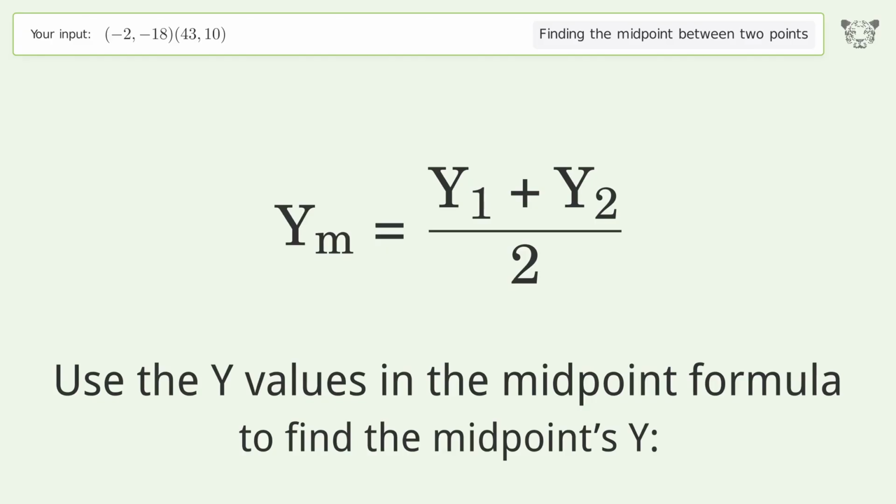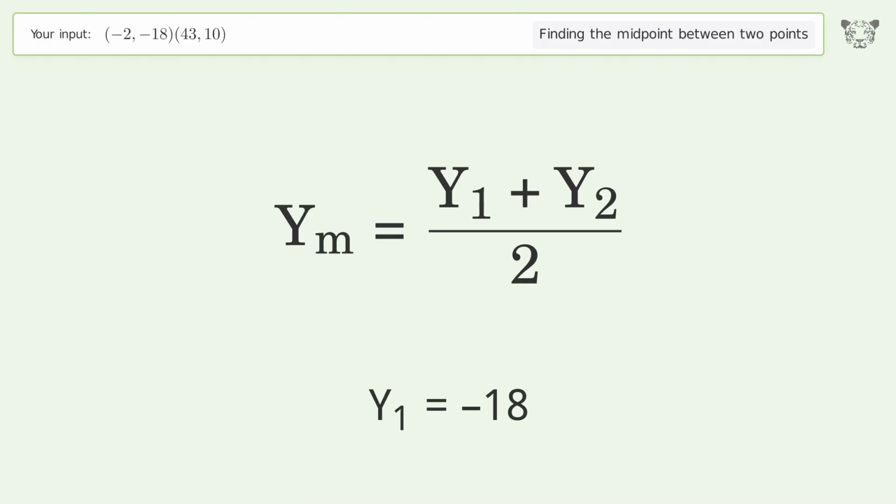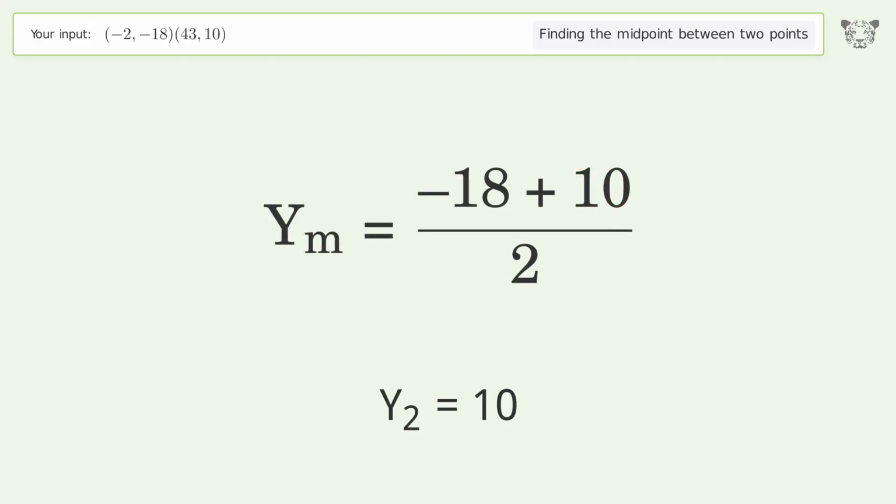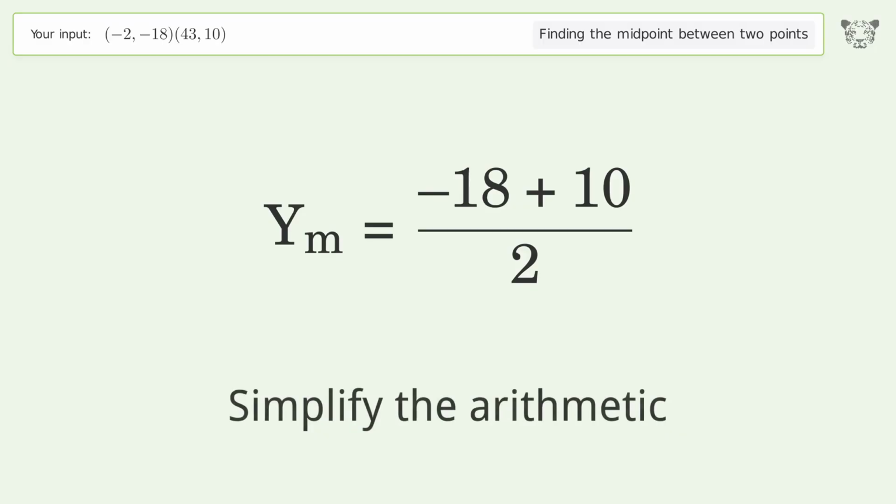Use the y values in the midpoint formula to find the midpoints y. y1 equals -18. y2 equals 10. Simplify the arithmetic.